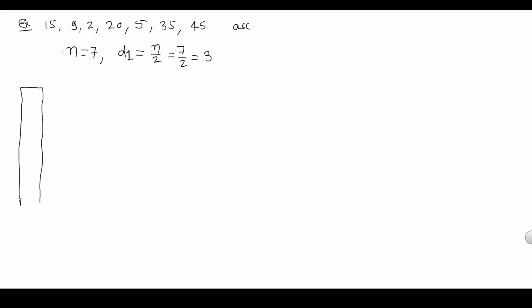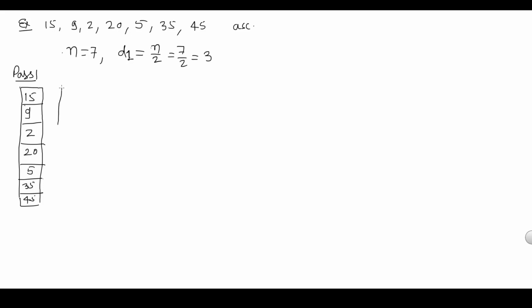So first we will represent these values in the form of an array. This is 15, 9, 2, 20, then 5, then 35 and 45. This is our original array, and pass 1 is starting.